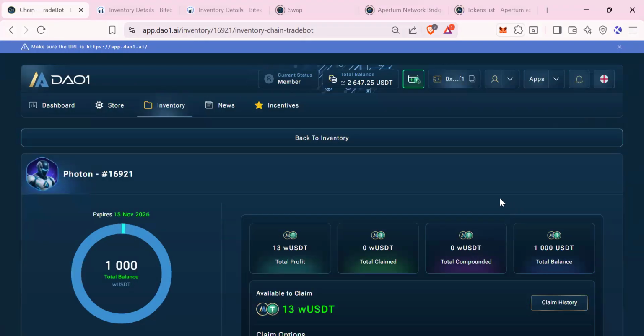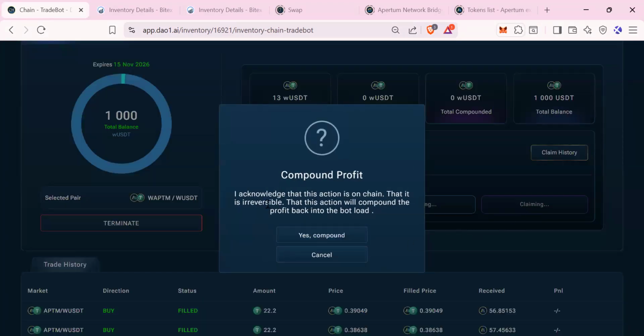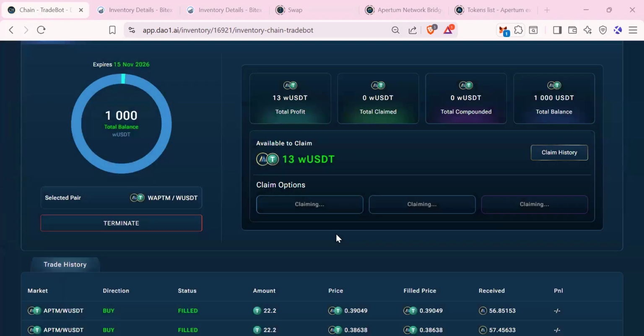Now, there you can see this is the bot. You put $1,000 onto it. Available to claim is 13. So if you click on compound, then that will say 1,013. So I'm going to click on compound. Can you see the warning has come up here? I acknowledge it. Then it's opening your wallet, and it asks for confirmation. I'm clicking on that now. There you go.